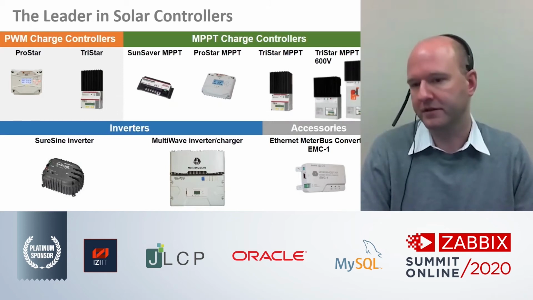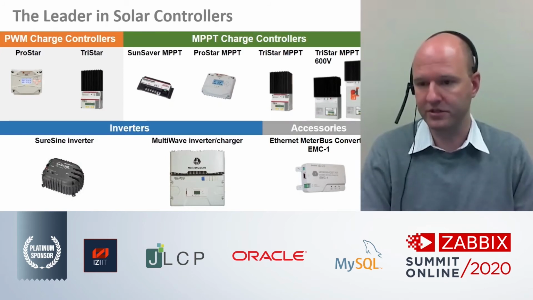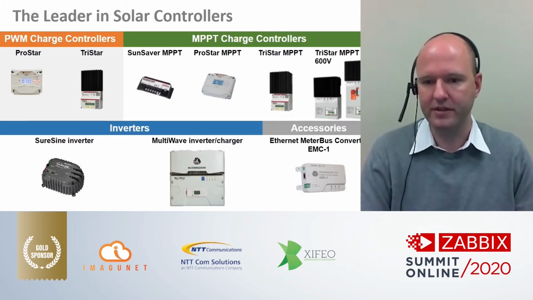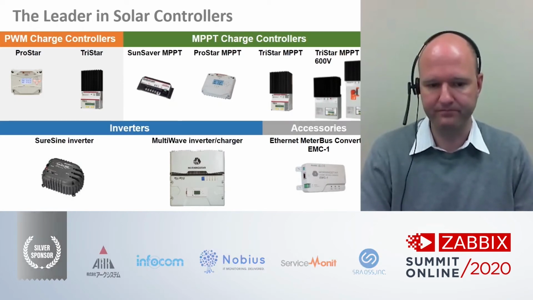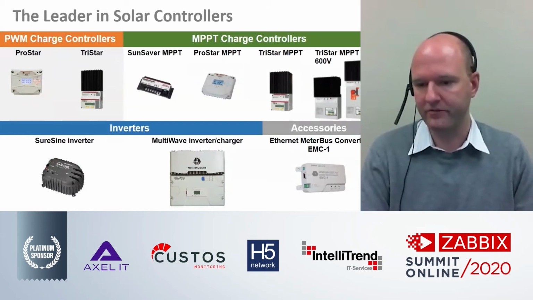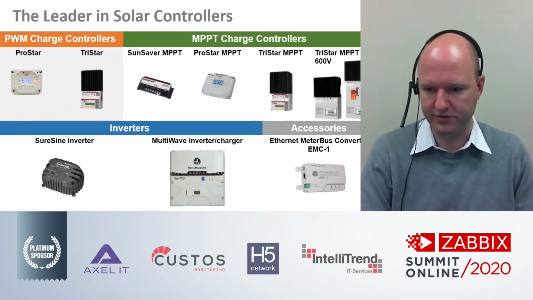A notable product is our 600 volt controller, which allows the PV modules to be wired in series for a very high voltage input. And all the MPPT controllers will take the input voltage, they will convert it to the expected output to support 12, 24, or 48 volt battery systems. Our inverter line includes the SureSign and Multi-Wave inverter chargers. And then we also have a very extensive line of accessories that are used with each of these controllers.